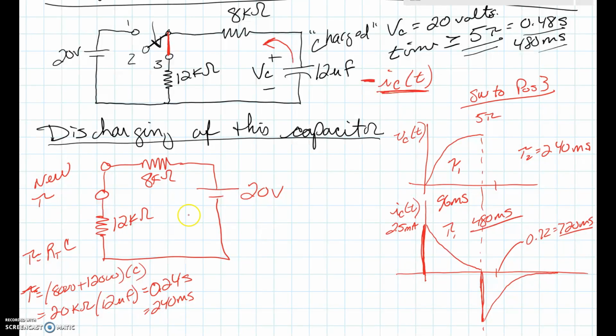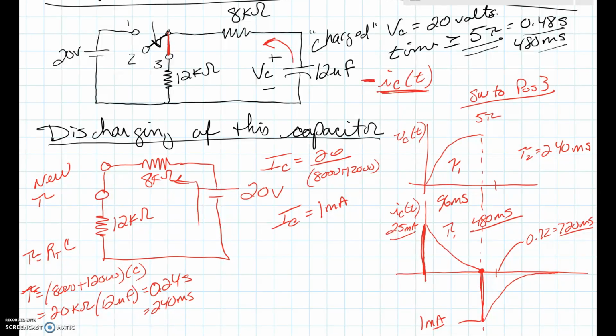But before we do that, let's calculate what that current is. Well, that current IC is going to be 20 volts over 8,000 plus 12,000. So it's not as high, and that peak current is going to be 1 milliamp. So instantaneously, it's going to go from 0, where it had reached in a steady state, to a peak of negative 1 milliamp in the opposite direction. So you can see the dynamic capabilities of electric circuits that we're beginning to introduce here.